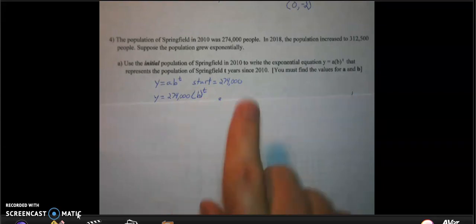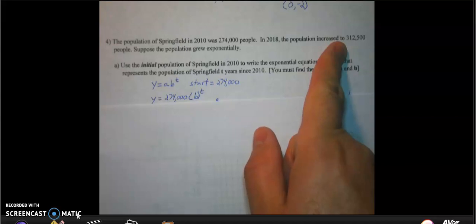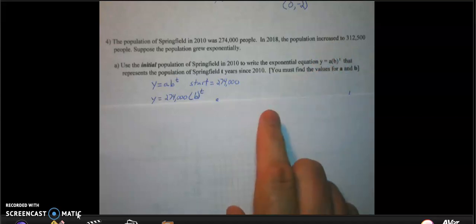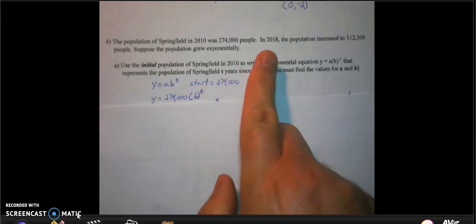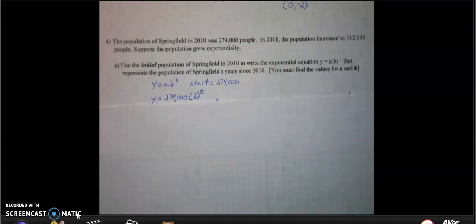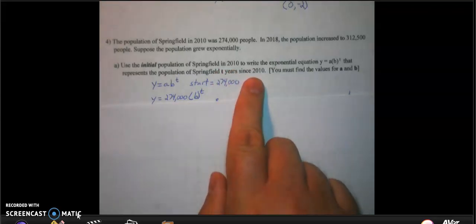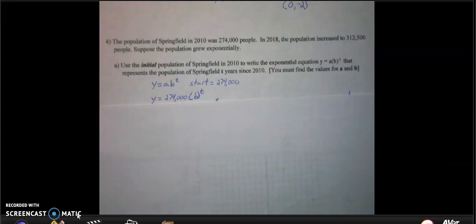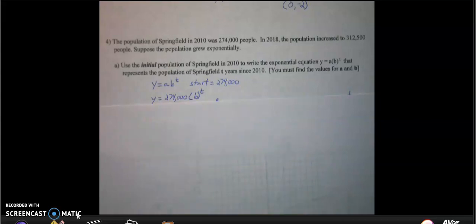The other point that we're given was in 2018, we knew the population was 312,500. So we know a t and a y value. So our t value, representing the year 2018, we have 8 years since 2010. It tells you t is the number of years since 2010. So we're going to put in a t value of 8 and a y value of 312,500. Okay, then you go ahead and solve that.